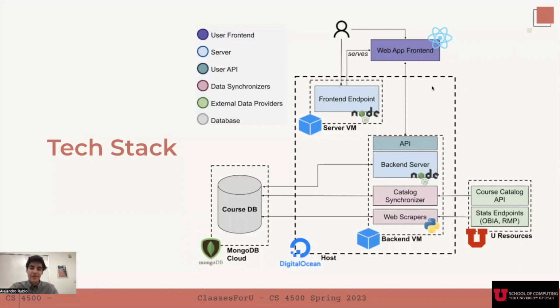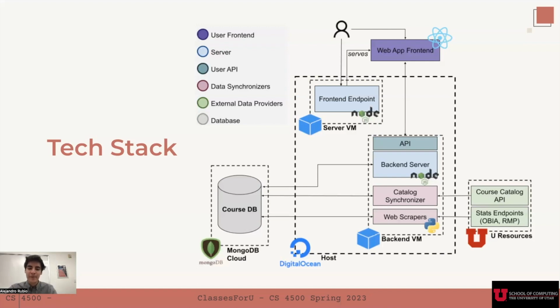Thanks, Audrey. So for our tech stack, we're using the MERN stack, which consists of Mongo for the database, Express for the backend API endpoints, React for the frontend, and finally Node. This is our tech stack diagram, where we can see we have multiple instances running. On the right side, we have multiple APIs where we get the data from. The first one is the course catalog, where we get the information about the classes that the university offers. The other ones are for stats. For example, OBIA gives us data for grade distribution, and Rate My Professor gives us professors' ratings.